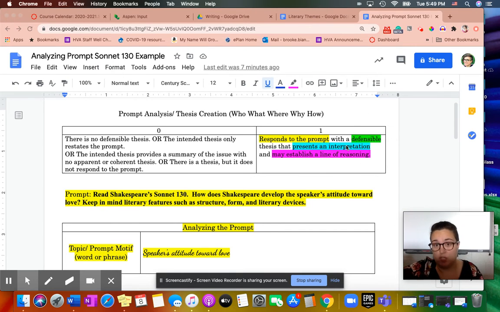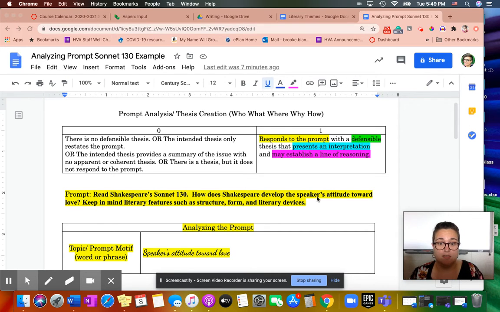Then presents an interpretation. Actually, this is a problem that most of you are going to face. If you don't get this point, it's probably because of this. Some of you will respond to the prompt in that you're talking about the speaker's attitude towards love, but you don't say what that speaker's attitude is. So you're not really providing an interpretation.